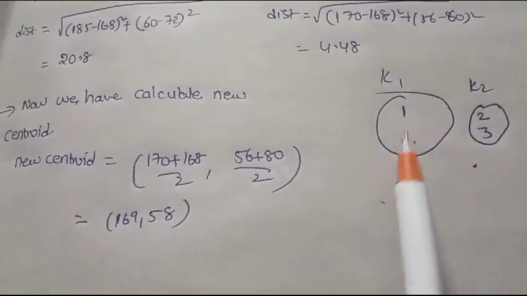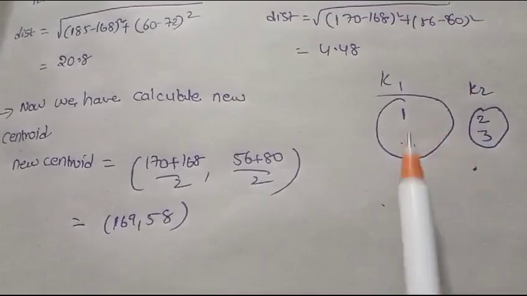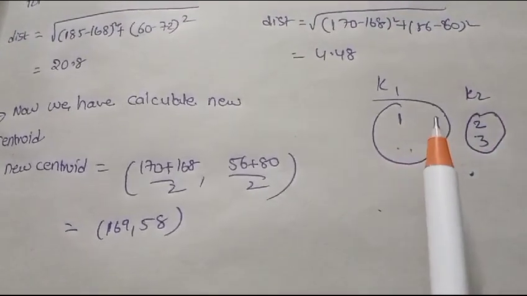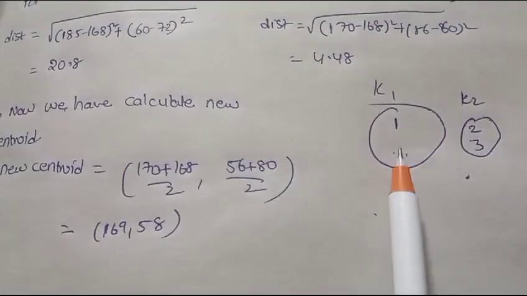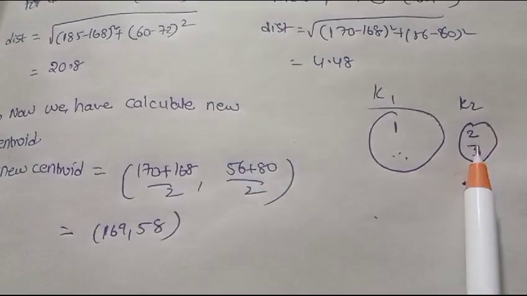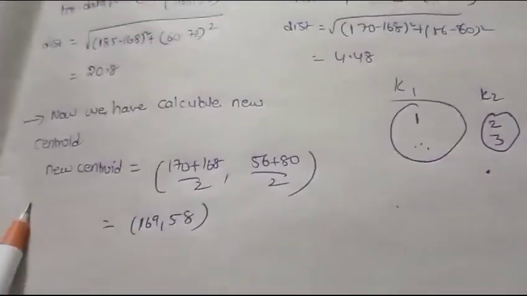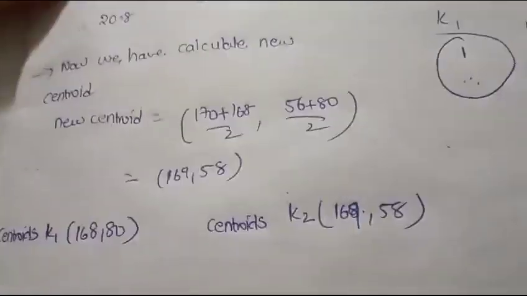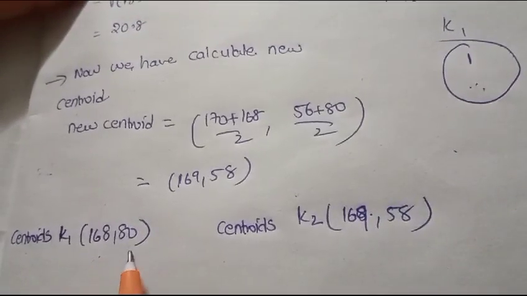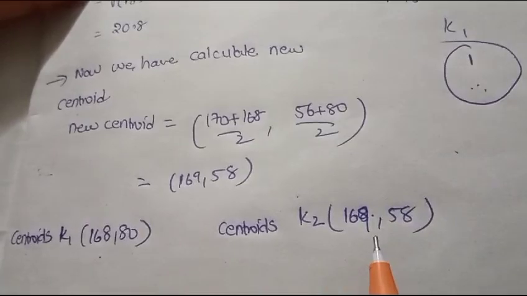Now we have to calculate the new centroid for these 2 clusters. There are no changes in the data points in cluster 1. An extra data point 3 has been added into cluster 2. The updated new centroids for clusters K1 and K2 are 168, 80 and 169, 58.